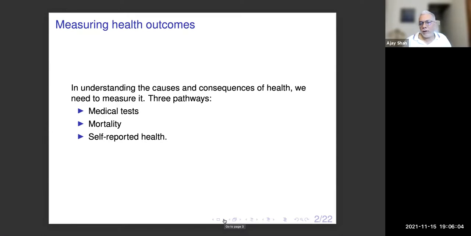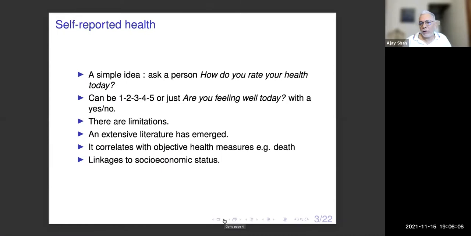Self-reported health is the simple idea that we build a household survey and we meet people and we ask them, how are you feeling today? Sometimes it's done as a scale of 1, 2, 3, 4, 5, or sometimes it's just a simple yes, no question. Are you feeling well today? Yes or no? It is a self-reported health measure.